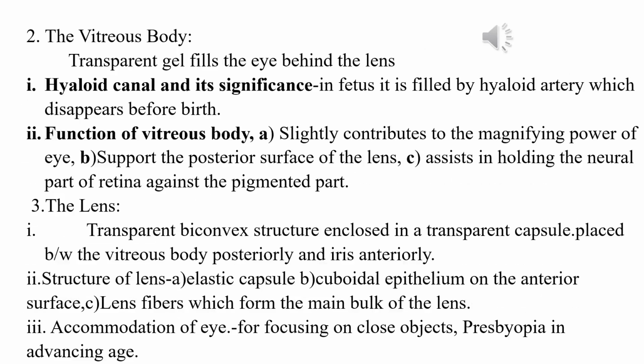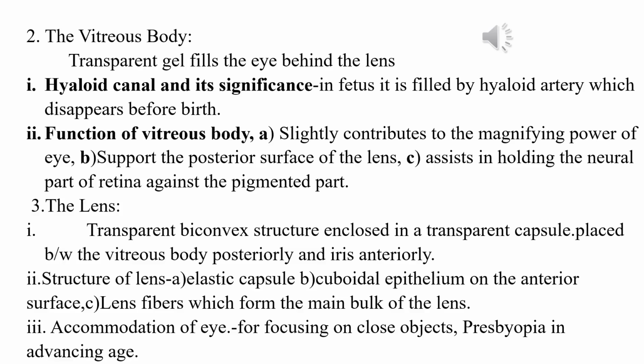Now comes the vitreous body. The vitreous body is basically a transparent gel which fills the eye behind the lens. As you have seen in the previous slide, there is an important structure inside the vitreous body called the hyaloid canal. The hyaloid canal is a channel passing through the vitreous body from the posterior aspect of the lens till the optic disc, and it contains the hyaloid artery in the fetus, but before birth this artery disappears.